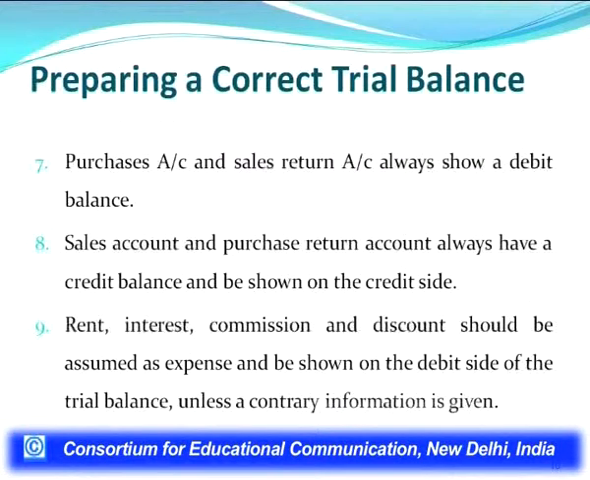Then rent, interest, commission, discount. These are items which may be an expense or may be an income. So most of the time we should try to clarify this. If we are creating a rent account, if it is an income, then the rent account should be created as rent received. And if it is an expense, it should be created as rent paid. So when the name of the account has been clearly defined, then there is no confusion. But if the account is not clearly defined by the accountant, it may have either a debit balance or a credit balance. When the rent account or interest account is showing a debit balance, it is an expense. When these accounts are showing a credit balance, it means they are income.